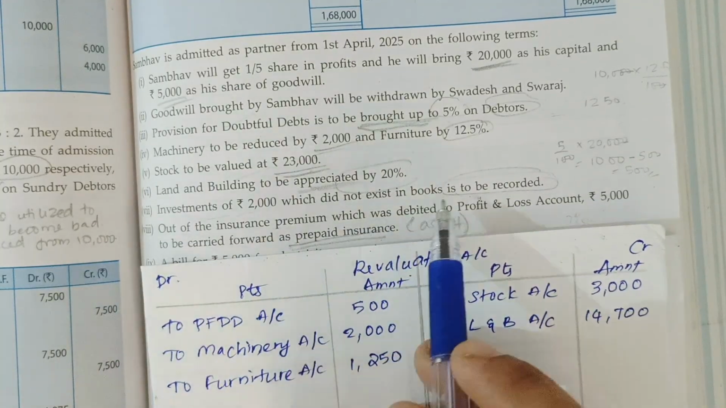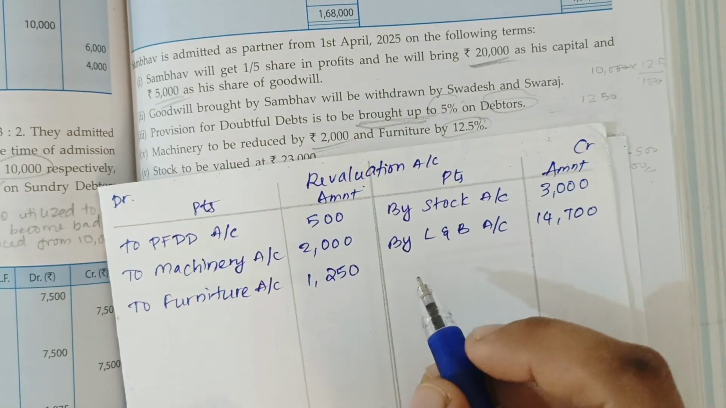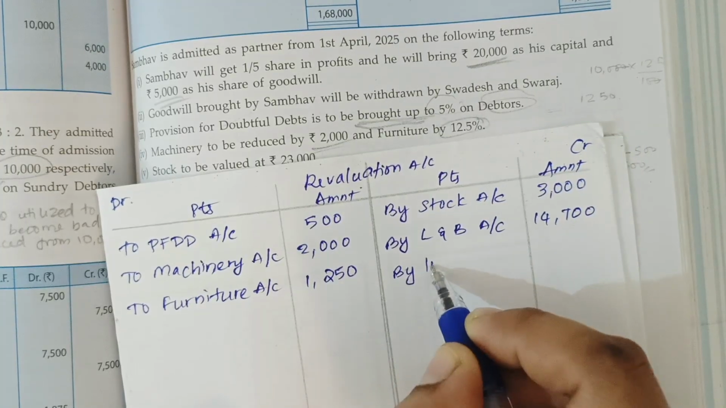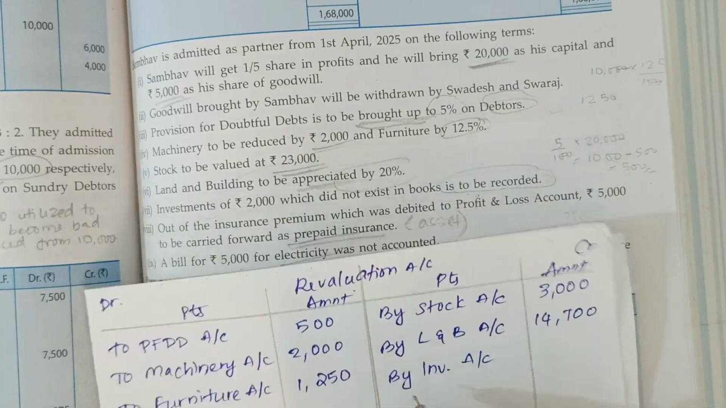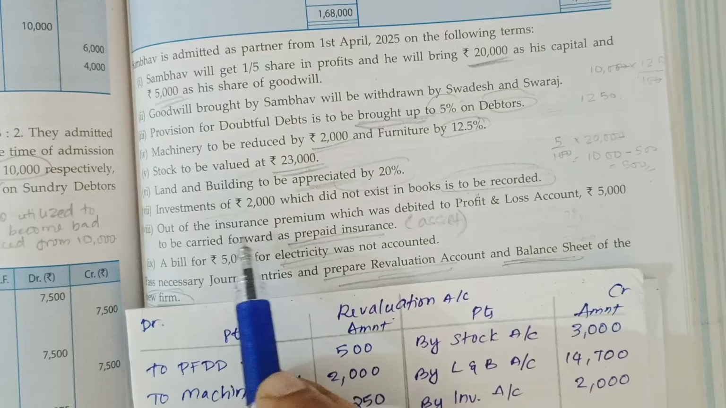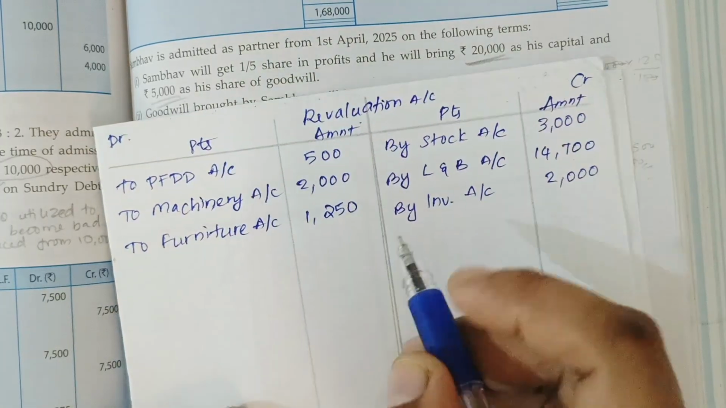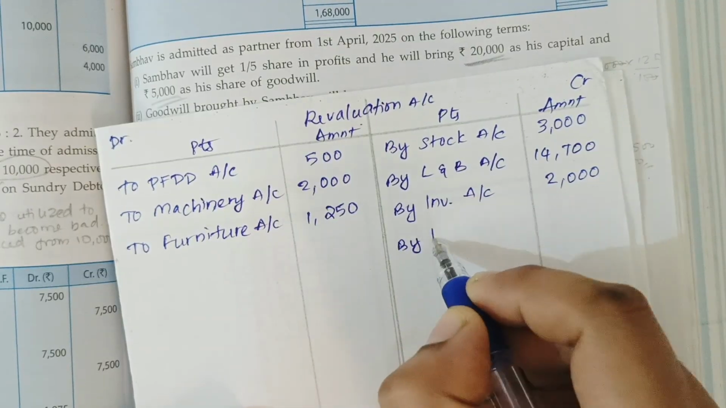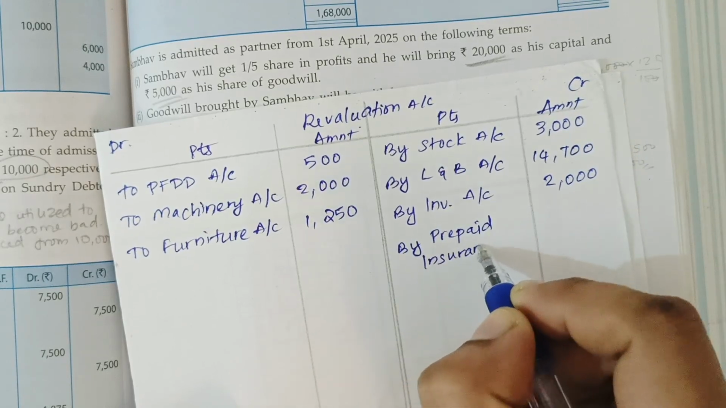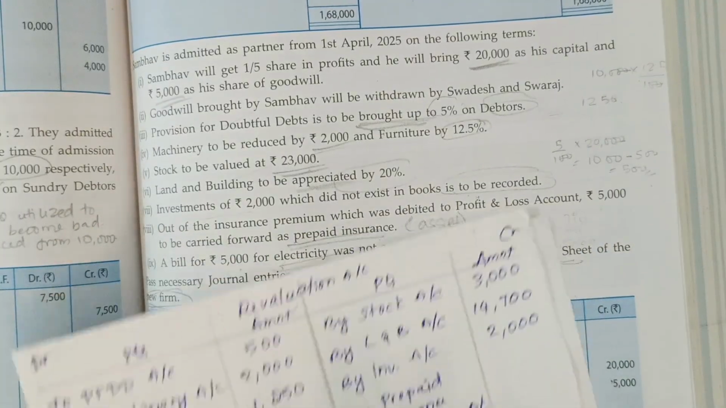Investment of 2,000 was not recorded. So unrecorded asset is posted on the credit side of revaluation by investment account. The amount is 2,000. Next, insurance premium. Prepaid insurance, which is an asset, is not recorded. So it will also come on the credit side by prepaid insurance premium account. The amount is 5,000.